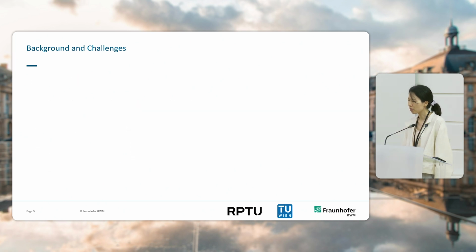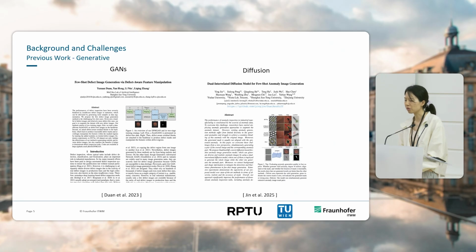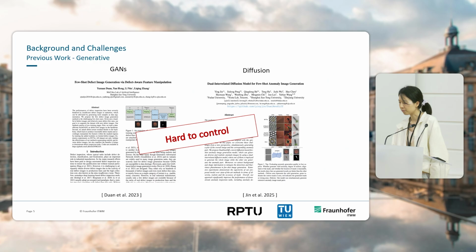There are several ways to generate synthetic defect data. One direction is generative models, like GANs and diffusion models. These methods can synthesize realistic defects. Some model architectures can also produce pixel-level masks. However, they are often hard to control. In particular, it is difficult to precisely specify the defect structure, location, and variation we want to generate, and hard to decouple different factors.